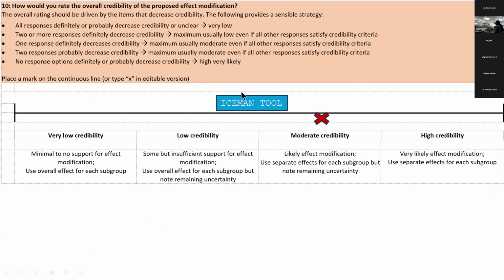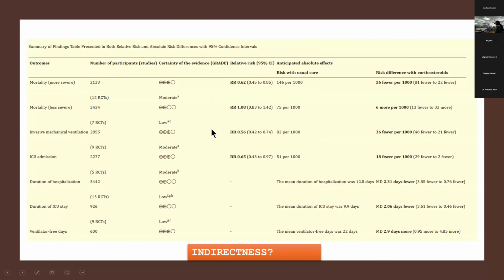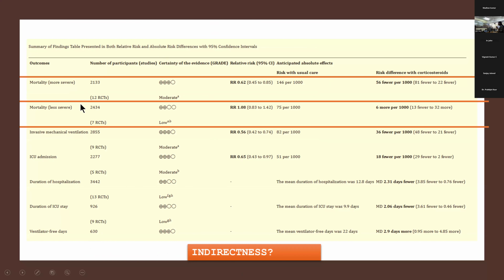Next, they looked at an Iceman tool and have assigned moderate credibility to their subgroup hypothesis. And the good thing is they have also presented separately the mortality data for both more severe and less severe population. When I'm looking at it, my target interest is less severe. So I looked at this particular row and found that there is no benefit of giving steroids. So have we addressed indirectness or not? Here we have addressed indirectness. This is just an example to show how beautifully you can put inconsistency as well as indirectness together.